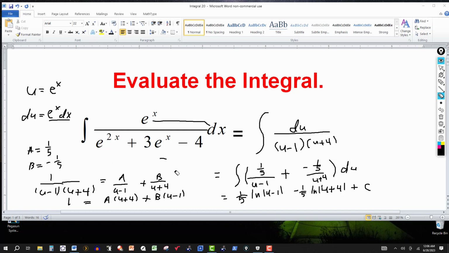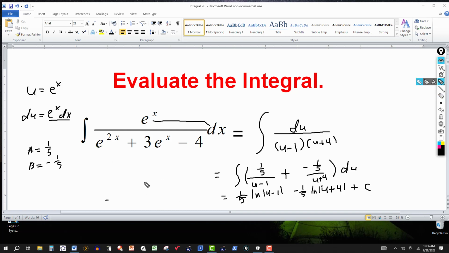And we'll move over here to this side. So I'm going to factor out the 1/5. I have the 1/5 out here, and then you have the natural log of u minus 1 minus the natural log of u plus 4. And remember, u is e to the x. So using the properties of logs, I can write that difference as the log of a fraction. So this can actually be written this way, equals the natural log.